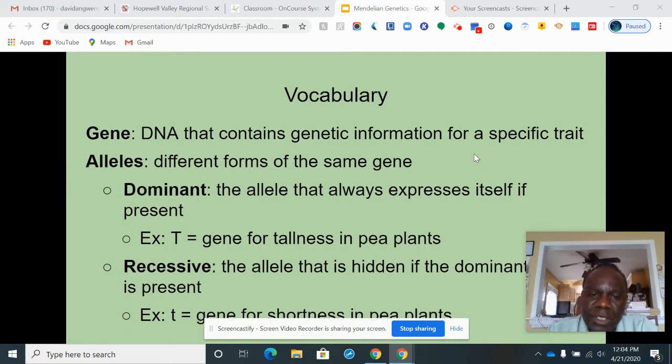We talk about a dominant allele if that allele is always expressed when it's present. For example, the gene for tallness in pea plants will always be expressed, and we use the uppercase T to represent the dominant allele. A recessive allele, on the other hand, is the one which is hidden if the dominant allele is present. For example, in pea plants, shortness is considered a recessive gene and can only be expressed if the allele for tallness is absent.